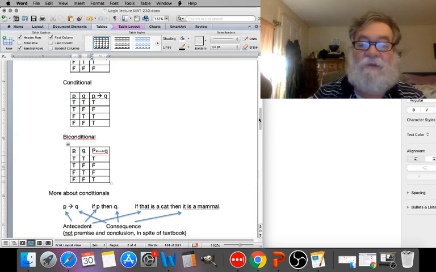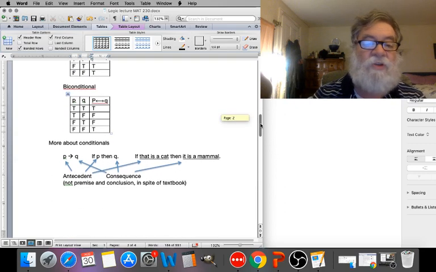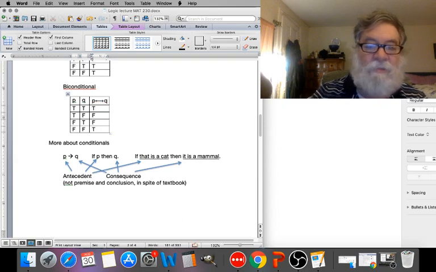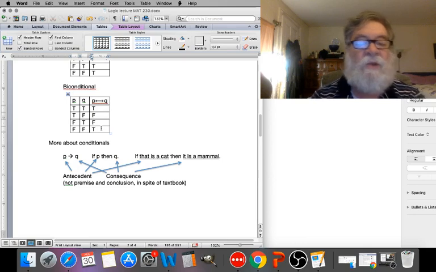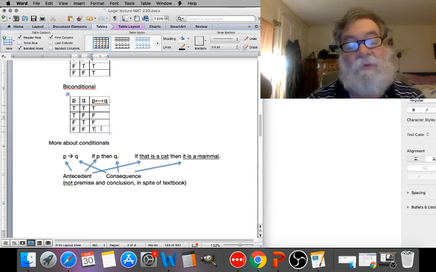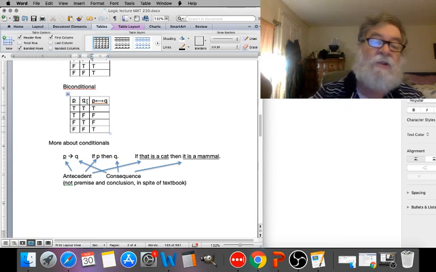Biconditional is an if and only if. It means P implies Q, but also Q implies P. One way to think about it is it means that P and Q are equivalent to each other. They're either both true or they're both false. So an example would be, if today is Friday, then tomorrow is Saturday. If P is true, today is Friday, then Q will also be true. Tomorrow will be Saturday. But on the other hand, if P is false, today's not Friday, then Q will also be false. Tomorrow won't be Saturday. So they'll either both be true together, or they'll both be false together.